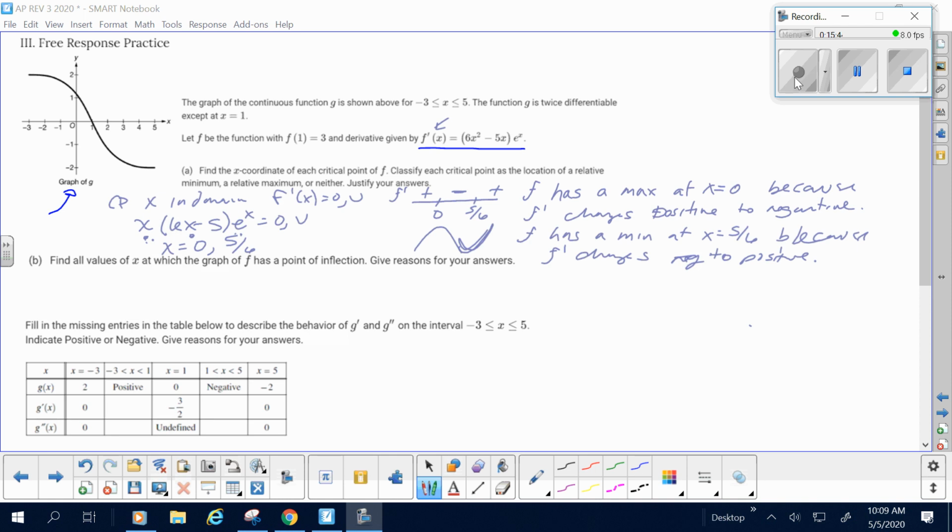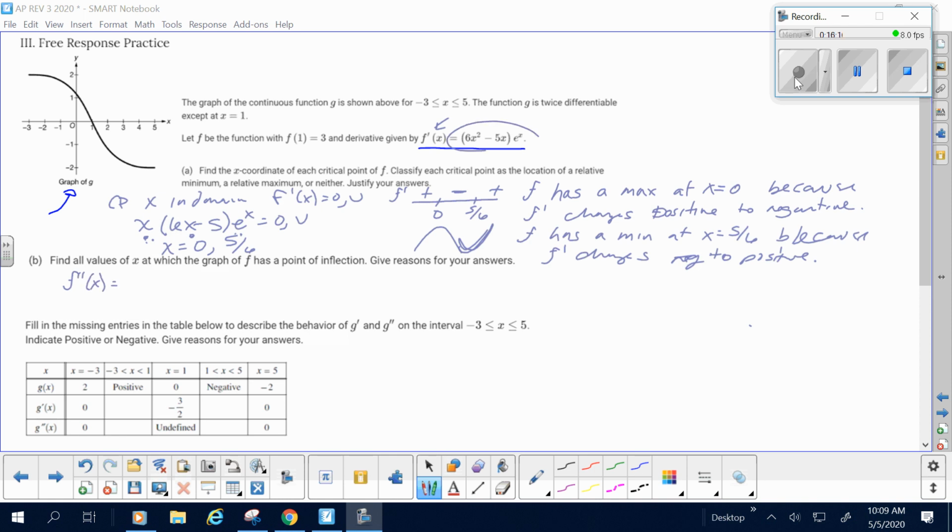All right, B, how'd you do? Check your work. Did you say F has a point of inflection at 1/2 and negative 5/3 because F double prime changes sign there? If you did, then feel free to move on. You probably understand just fine, all right? So points of inflection are where F double prime changes sign, not where it is 0. So you'll need F double prime.